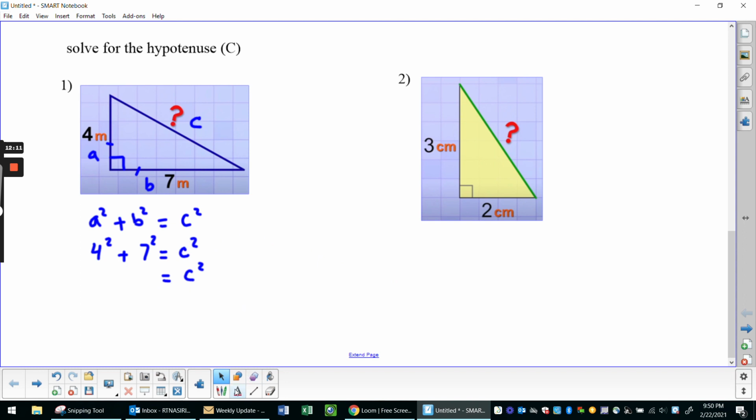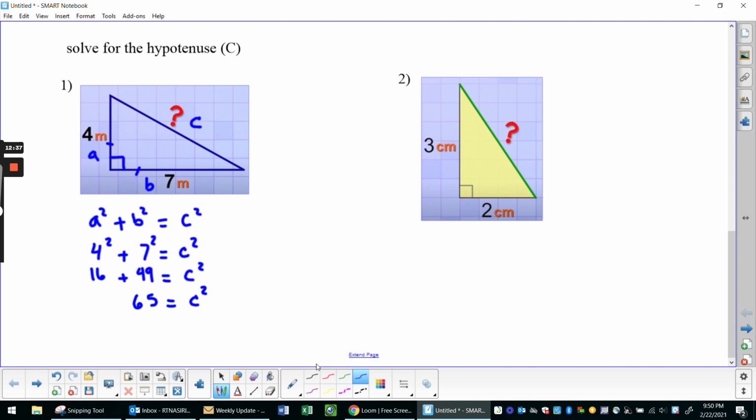Okay, so we're going to go ahead and get this. 4 squared is 16, not 8. Remember, 4 squared is 16, 4 times 4. 7 squared is 49, not 14. Please be careful. And so 16 plus 49 is 65. Okay, so C squared is 65.